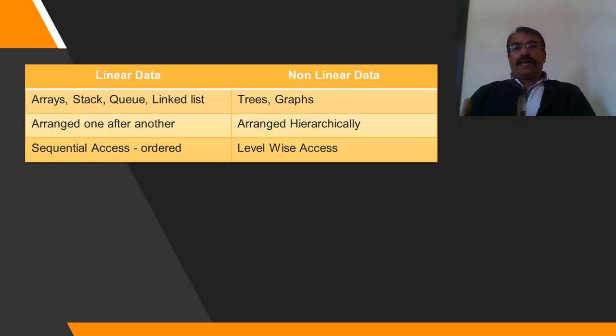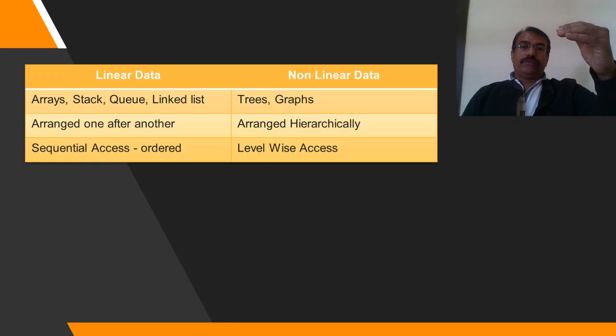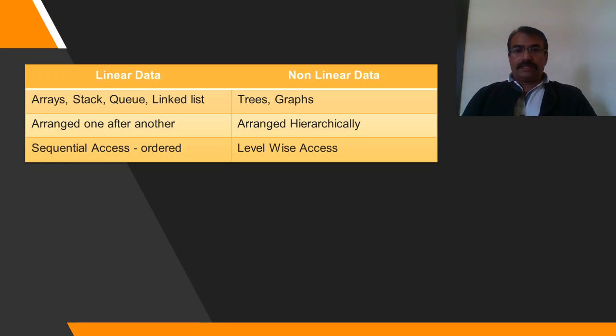The array, stack, queue, linked list fall under the category of linear data structures, whereas trees and graphs are non-linear data structures, where the data is arranged in a hierarchical manner. Label-wise access is provided. So we can organize the data in a hierarchy, and with the help of those hierarchical labels, we are going to access the data.